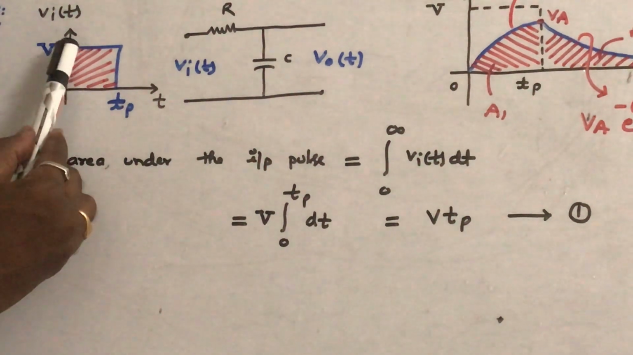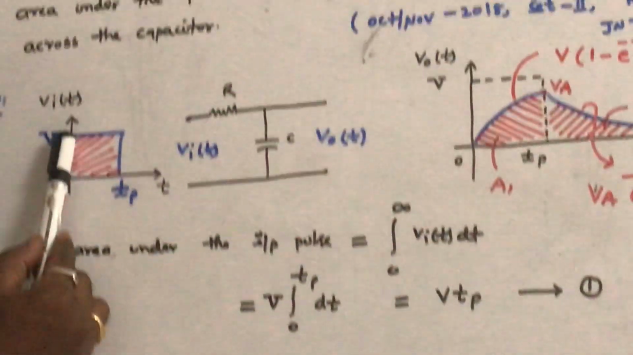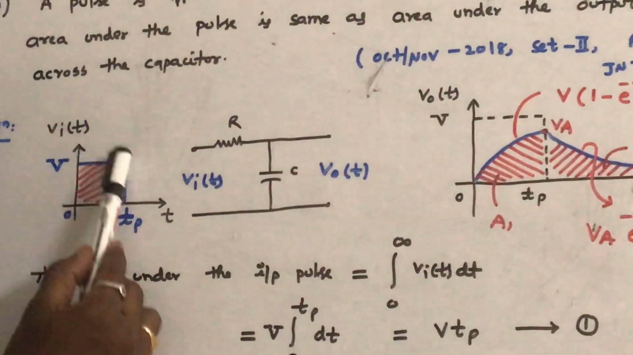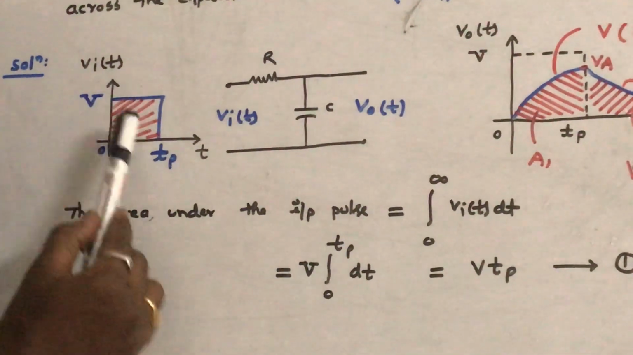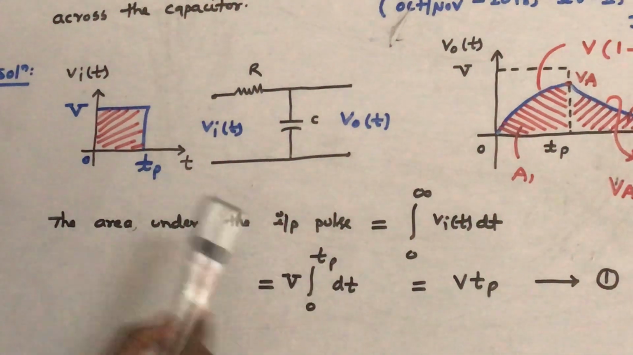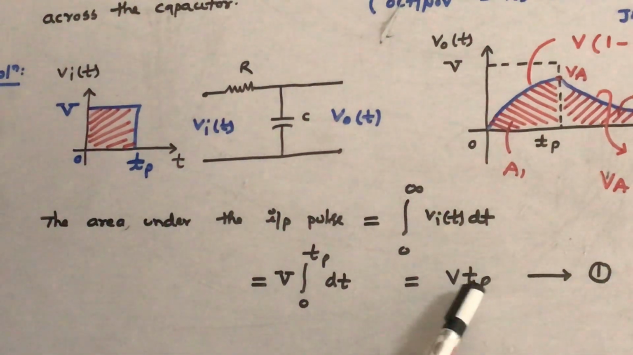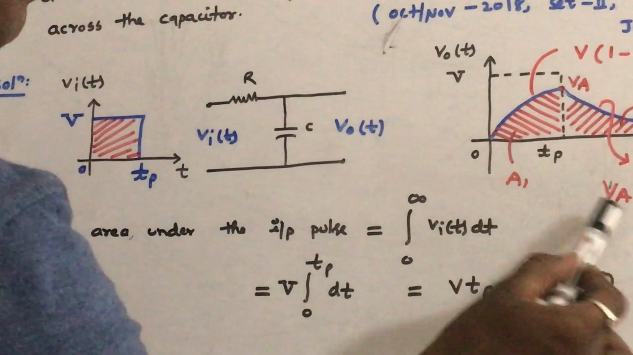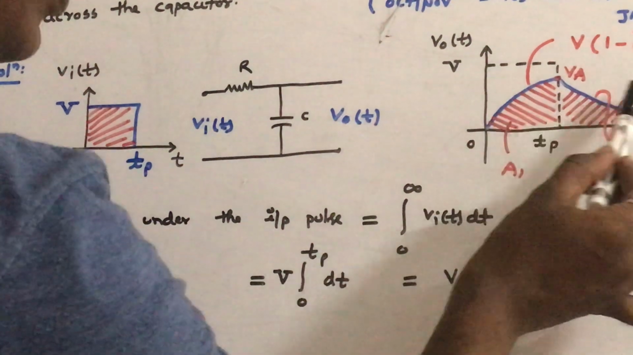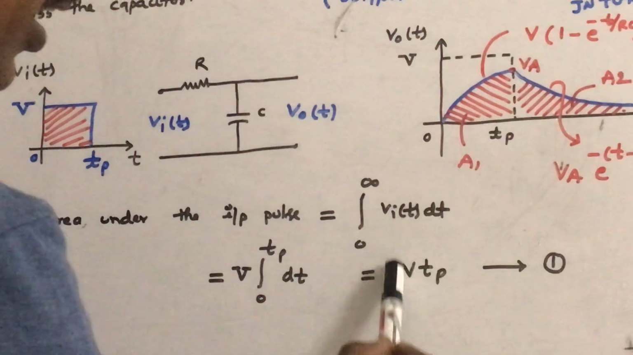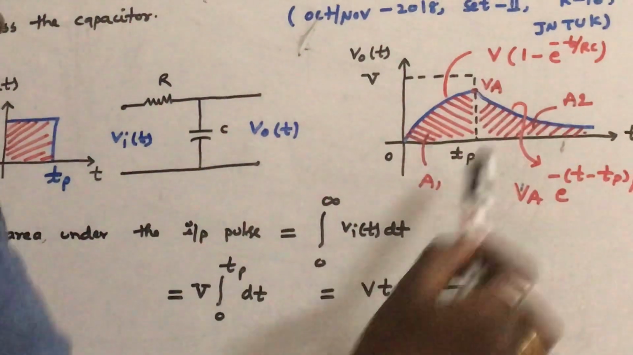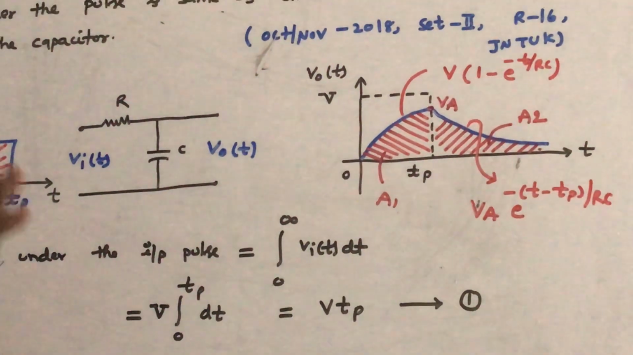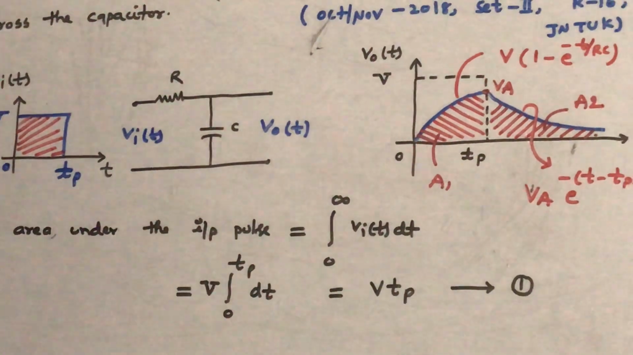Otherwise, we can check that the height is V and the width is Tp. What is the area? A into B formula, V into Tp. So that is the area under the input pulse. Now let us calculate the area A1 and the area A2, and we add A1 plus A2 and show that A1 plus A2 is equal to V Tp. So that is what our derivation is.